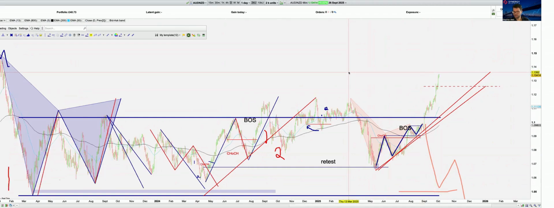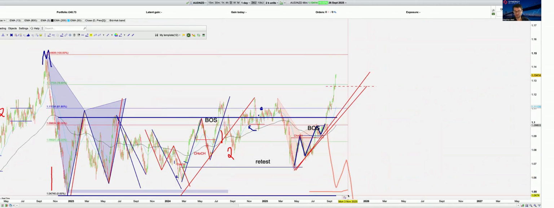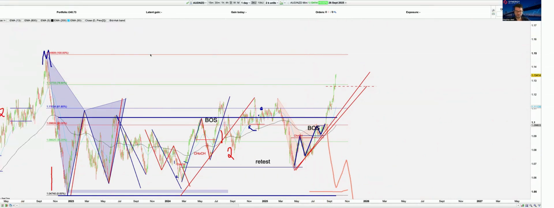113.75 would be a top here. That would also be a Gartley pattern. We're already over the 78.6. So a lot going on here. Folks, I'm not trading that. I can't see what I want to do with it at the minute, so we'll pass.